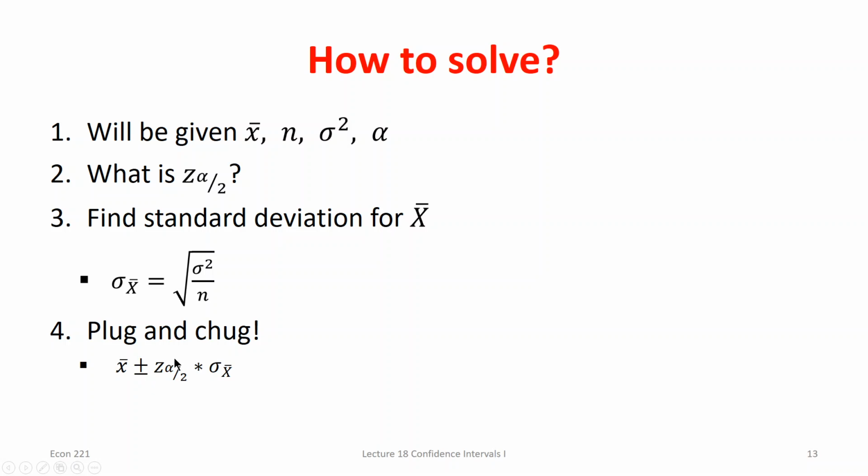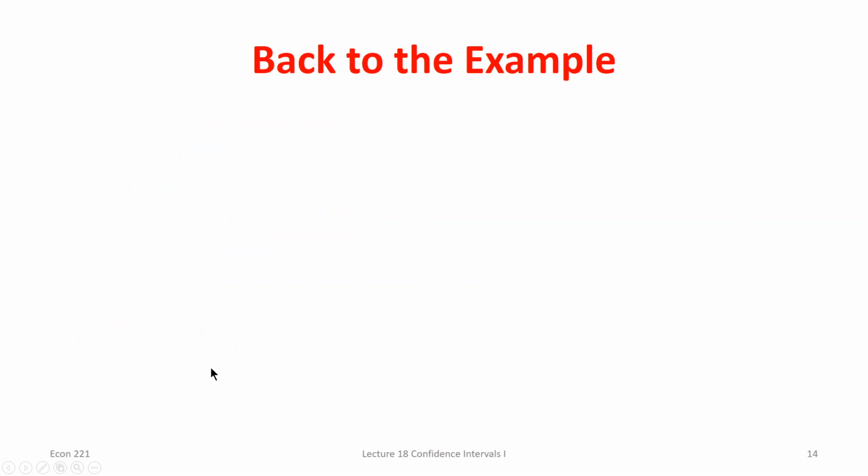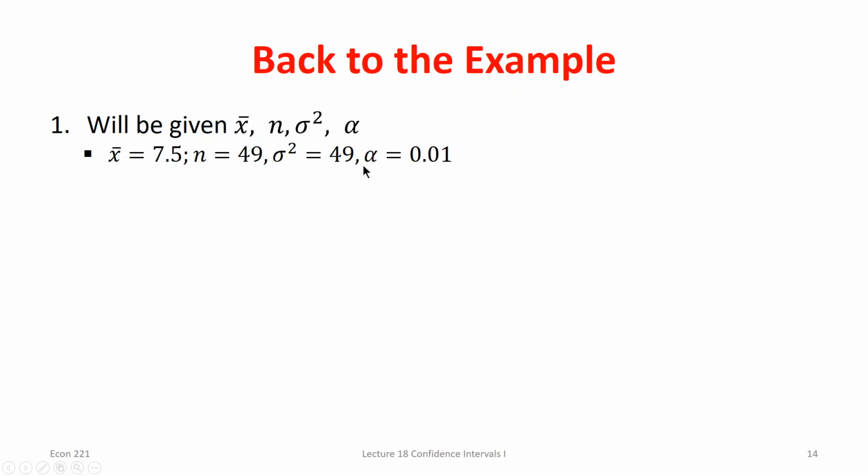So here's our lower bound, upper bound equation, right? For the upper bound we add the margin of error, for the lower bound we subtract it. So we identify the information we're given: 7.5 gram mean, 49 hockey pucks sampled, original variance on the production process of 49, and the alpha that I already mentioned was 0.01. So we'll go to the table. We know we want to look up 0.01 over 2.